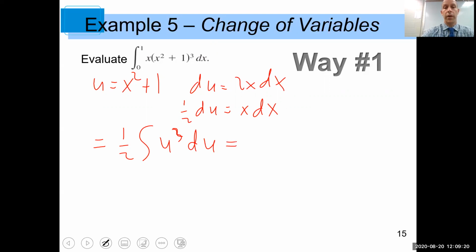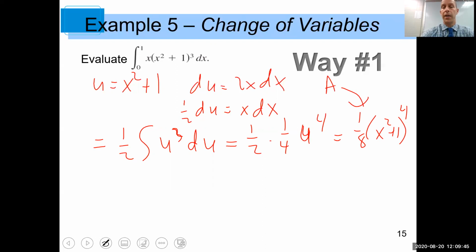I'm going to go ahead and integrate. So this is going to be 1/2 times, and then I've got to divide by 4, because this is going to become u to the fourth. We're not going to do the plus c, though, because we're doing a definite integral. So this is 1/8 u to the fourth, and u here is x squared plus 1, so 1/8 times (x squared plus 1) to the fourth. So this is, if you will, my antiderivative, right? This is my capital F.